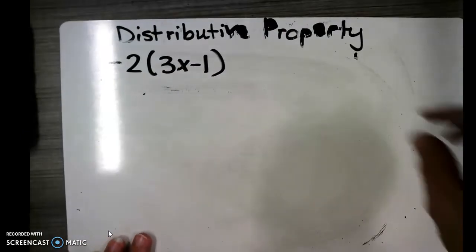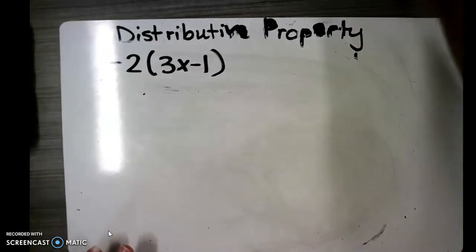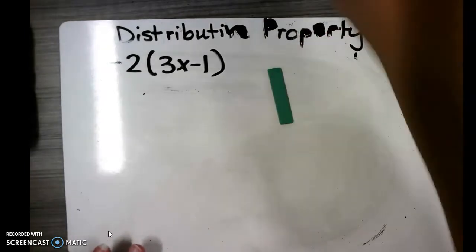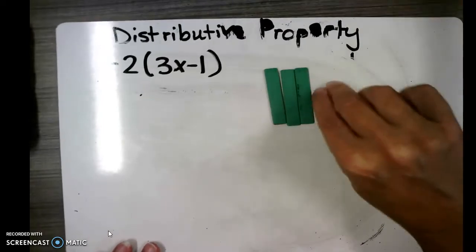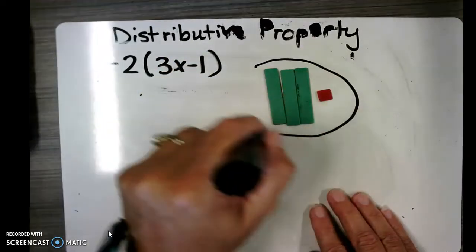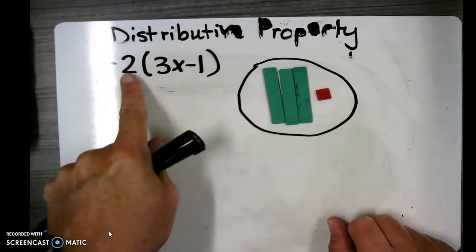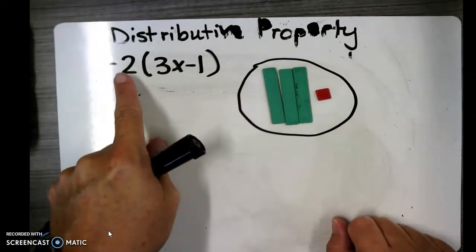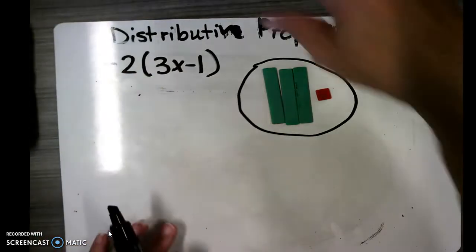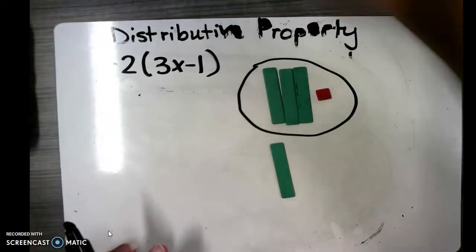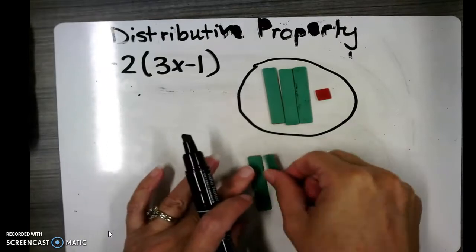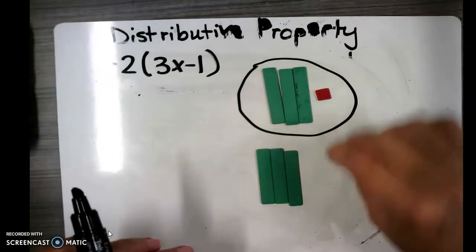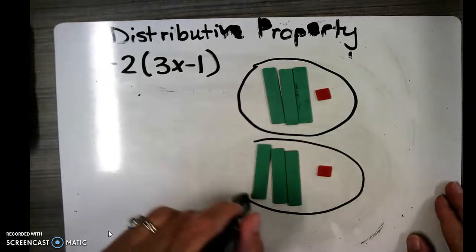So if I model, I'm going to have 3 x's and a negative 1, and that's one group. And then if I look outside the parentheses, I have negative 2 groups. Okay, again, I'm going to make it 2 groups at the moment, and then I'll deal with the negative. So I have another group of 3x and a negative 1. So there's my 2 groups.